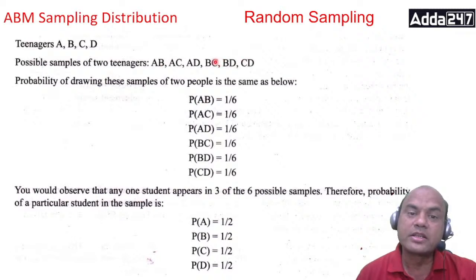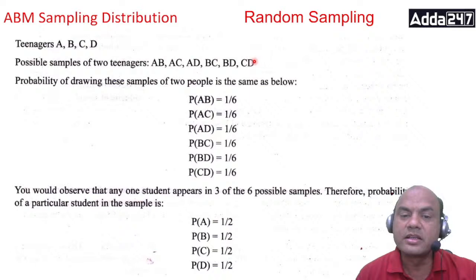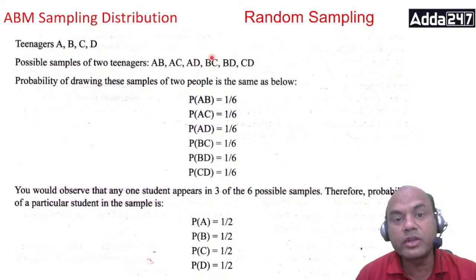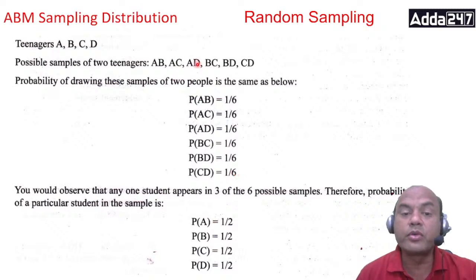Then what is the chance? Suppose I want to select BC. Out of these 6, BC can be selected in only one way. So look at this, the probability of BC is 1 by 6. Similarly for the others, CD can be selected in only one way. So for any group you want to select, the probability is 1 by 6.